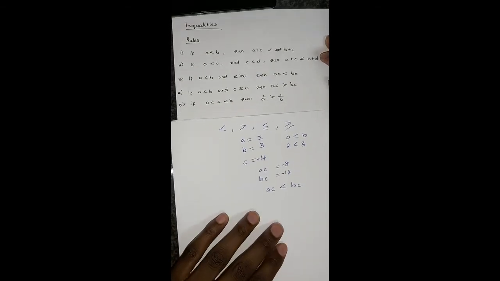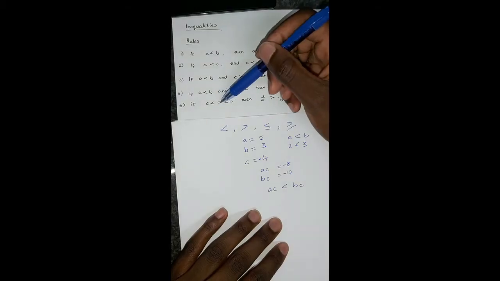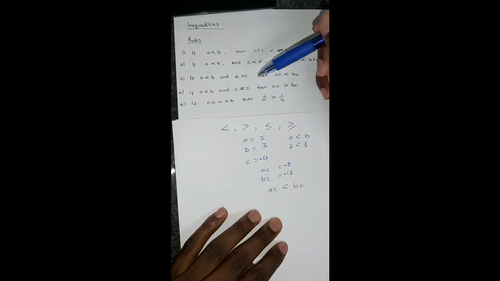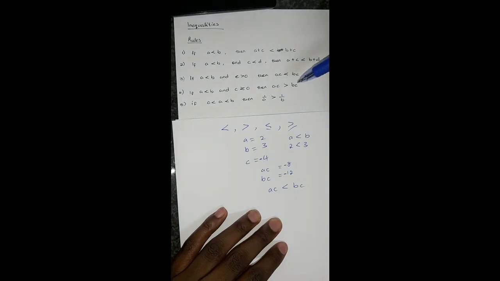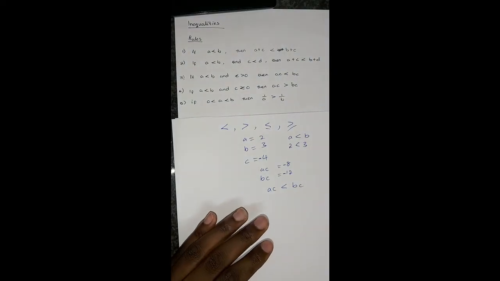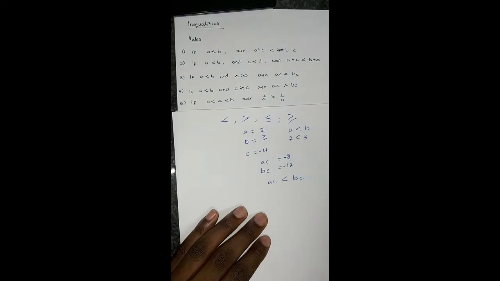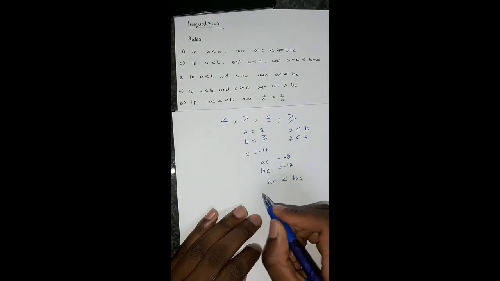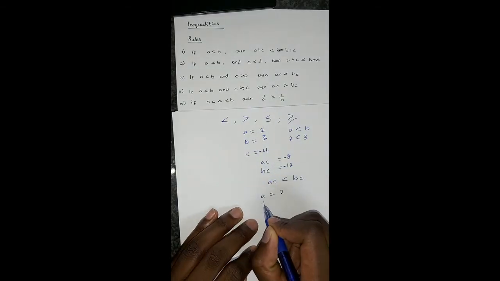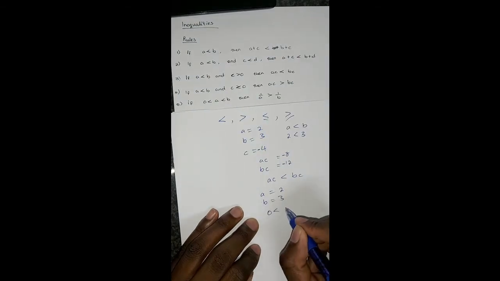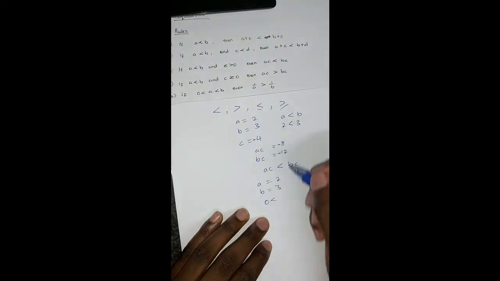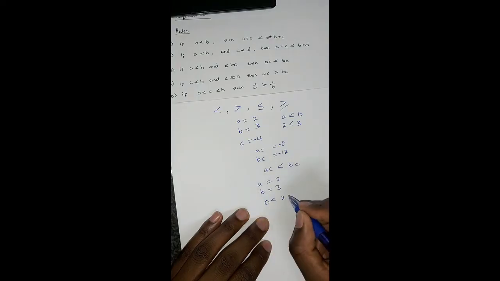Okay, the fifth one says if A is between 0 and B, then 1 over A is greater than 1 over B. So for this one, I'm still going to use these numbers. So A is equal to 2 and B is equal to 3. So this condition is satisfied. A, which is equal to 2, is greater than 0, but less than B, which is equal to 3.